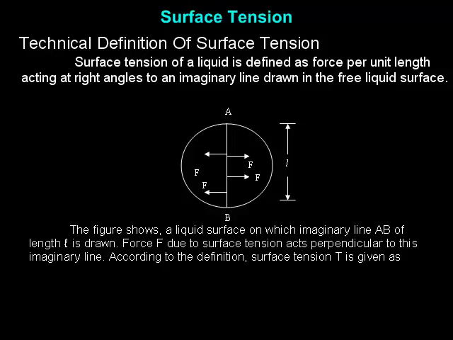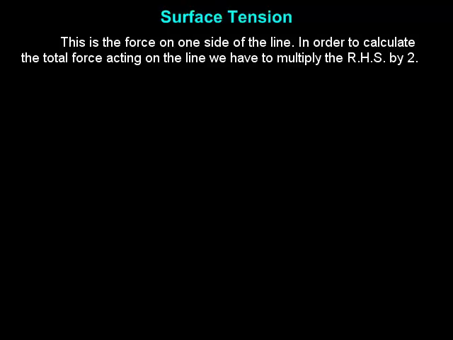The figure shows a liquid surface on which imaginary line AB of length L is drawn. Force F due to surface tension acts perpendicular to this imaginary line. According to the definition, surface tension T is given as T is equal to F upon L, or F is equal to TL. This is the force on one side of the line. In order to calculate the total force acting on the line, we have to multiply the RHS by 2. Hence, F is equal to 2TL.